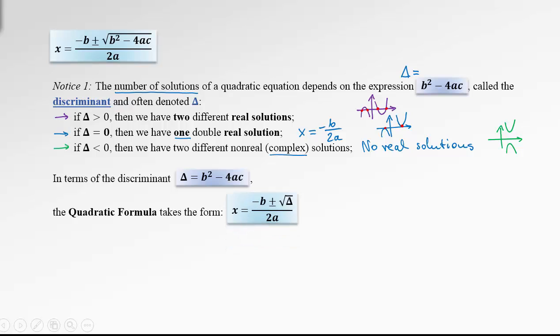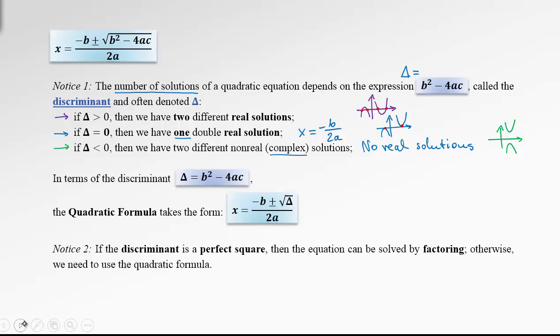One more remark. In terms of the discriminant, the quadratic formula takes a little bit shorter form, so maybe it's easier to remember. Negative b plus minus square root of discriminant over 2a. However, we need to remember that the discriminant is b squared minus 4ac. So it is important that you memorize the quadratic formula either in this full form or in two shorter formulas like this. What else can we state about the roots by looking at the discriminant?